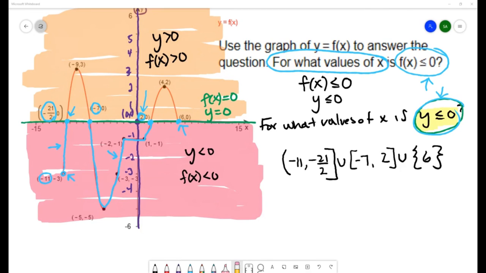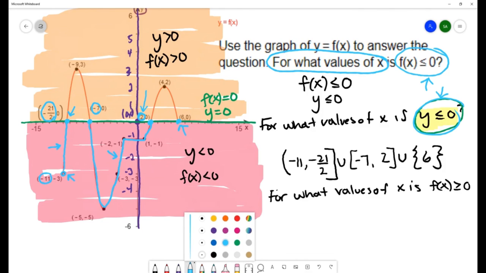So we just got asked a really good question, and we're going to add this in here: for what values of x is f of x greater than or equal to 0? So if we're looking for f of x to be greater than or equal to 0, let me highlight that for you. Greater than or equal to 0 would include the points that are on the x-axis, so these same points here, but it would also include any portions of the line that are above the x-axis.